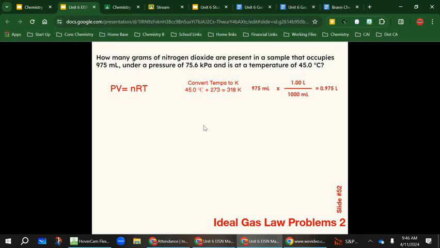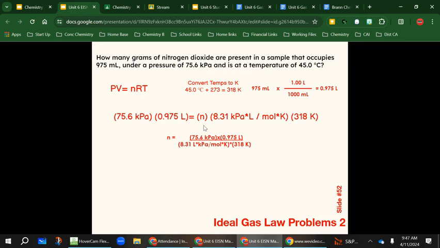Again, I am not requiring you to show me either one of these two calculations, but I am requiring you to do them correctly. Because if you don't, your answer is going to come out way wrong. Put everything in. Here's our pressure. Here's our volume. 8.31. Why? Because we're in kPa. 318 Kelvin. Here's a problem where you're going to have two numbers on the bottom when you isolate the variable of n.